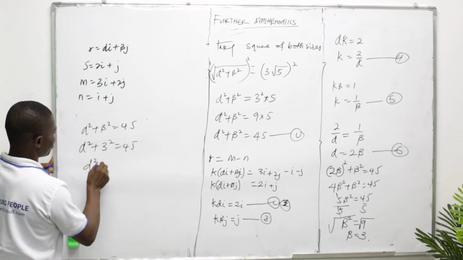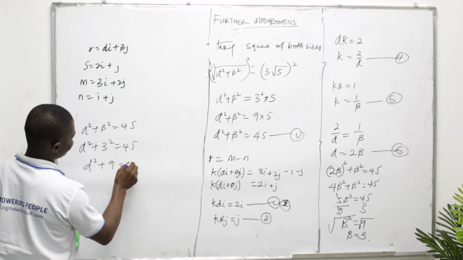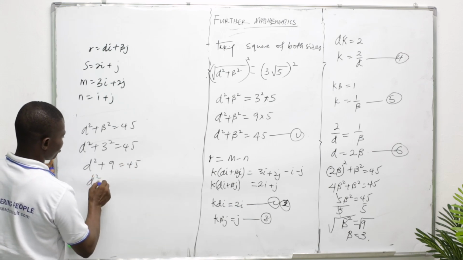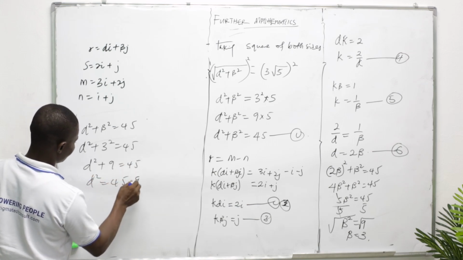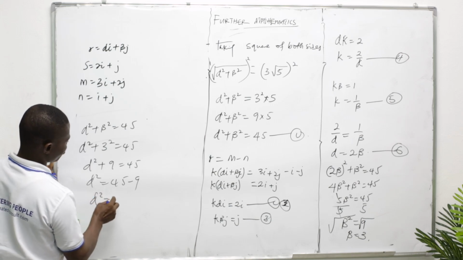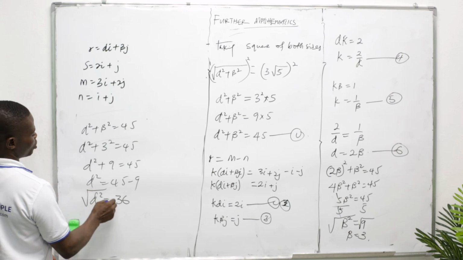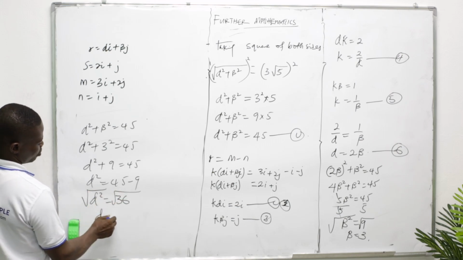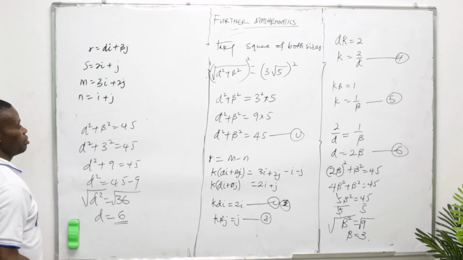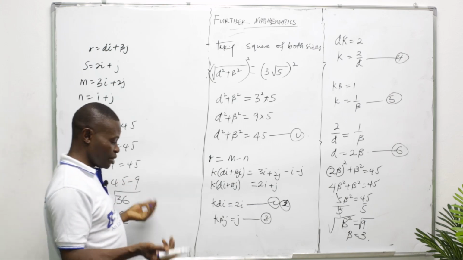I have alpha square plus 9 equals 45. Alpha square equals 45 minus 9. Alpha square equals what? This is 36. Now taking the square root of both sides, alpha equals 6. If you don't like this, no problem.